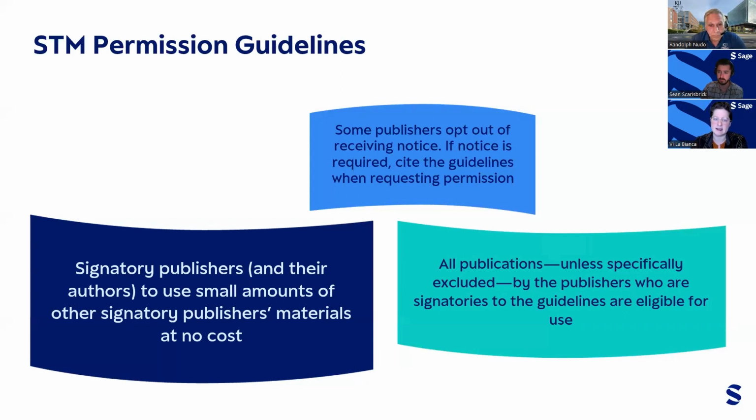The guidelines allow signatory publishers and their authors to use small amounts of other signatory publishers' materials without payment of a fee. In some cases, where the publisher has opted out of receiving notice, like SAGE has, there is no need to request permission. Where the signatory has not opted out, the author should simply cite the guidelines when requesting the material from the publisher.